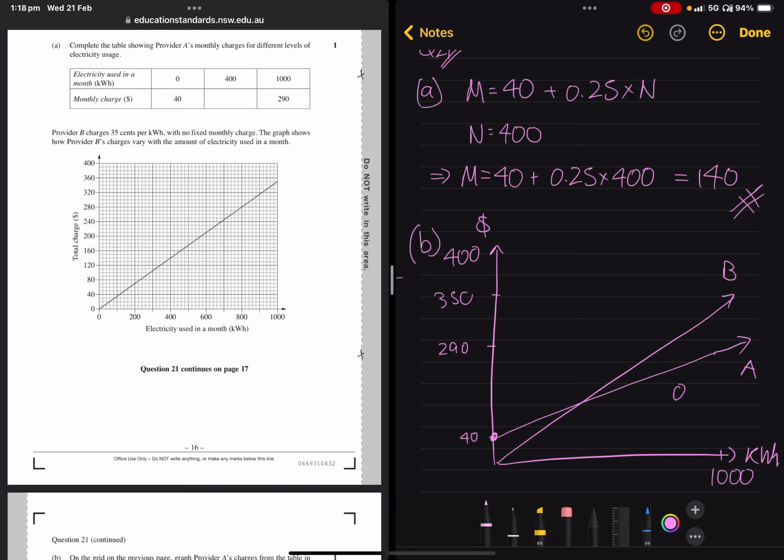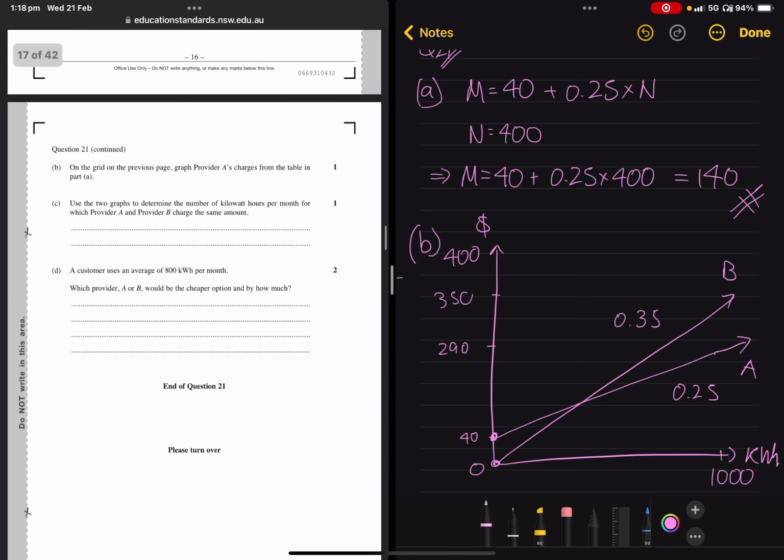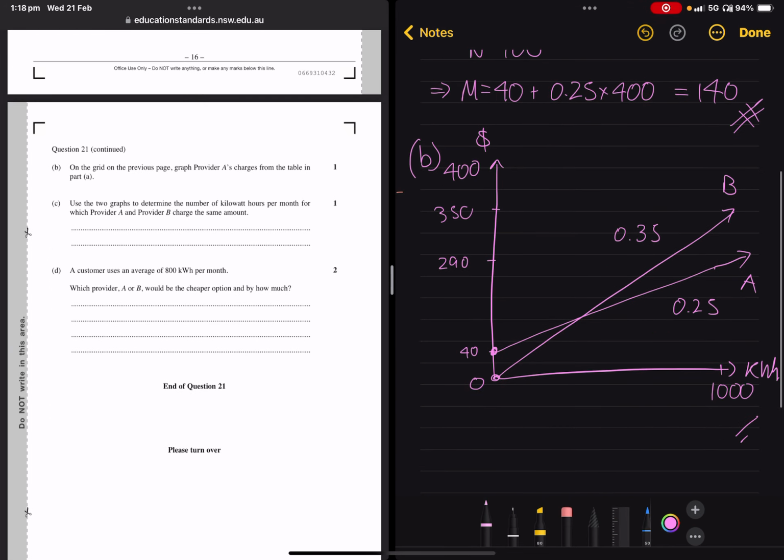Now the slopes here are 0.25 and 0.35. You can tell that because provider B charges 35 cents per kilowatt hour. The intercept for B is 0, 0 because there's no fixed monthly payment, whereas the intercept for A is 40 because there's a $40 fixed monthly payment. So this is the answer to question B, or the way that we solve part B.